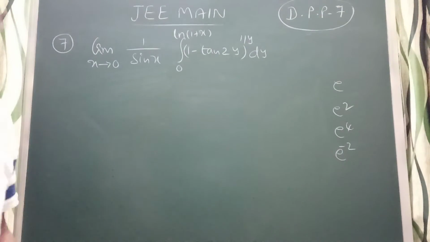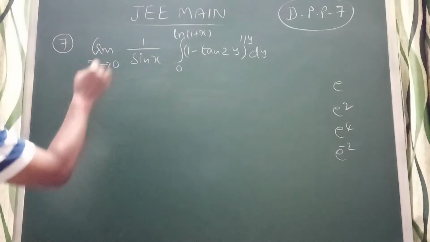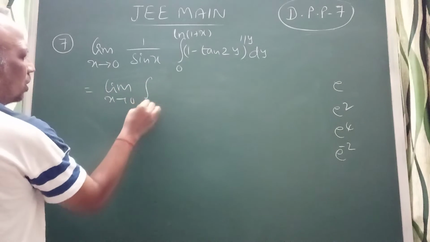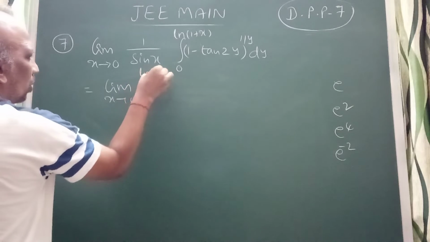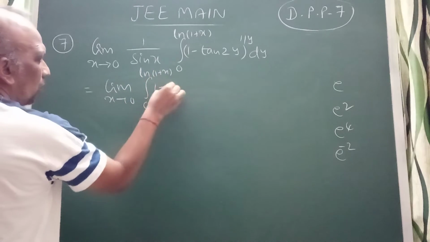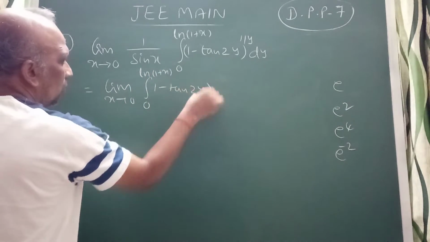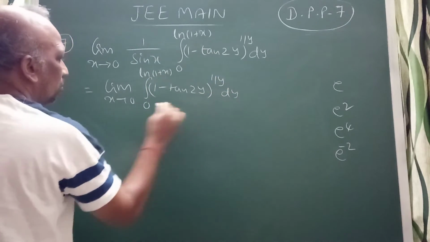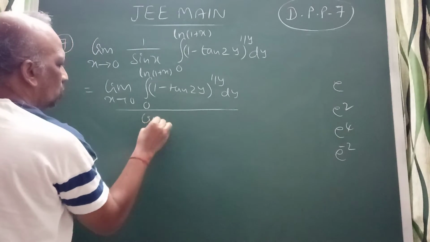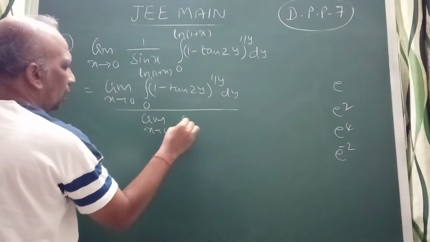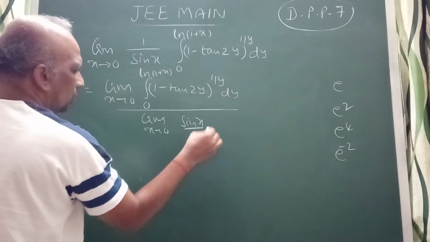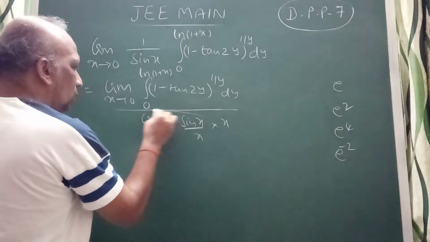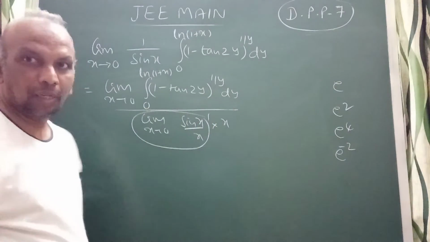See how to solve this problem. This is the problem. I can write it as limit x tends to 0, integral 0 to ln of (1 plus x) of (1 minus tan 2y) whole power 1 by y dy, divided by limit x tends to 0. I can write sin x by x into x, so I can take 1 by sin x. We know this value is 1, correct, that value is 1.